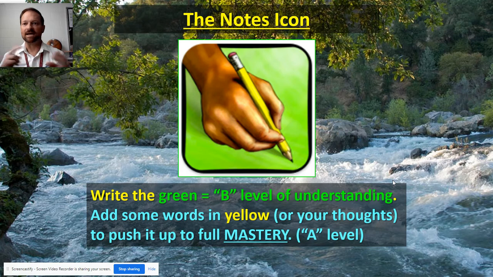Emphasize things, connect ideas together, put down examples. That's where you have your control over your notes, and take it from a B level, the green words on the slides, and add a little bit to it of your own and push it up to an A level of understanding. That's the goal. That's the overall strength of Cornell notes and how we do them in this class. Okay, moving forward, let's go ahead and begin.